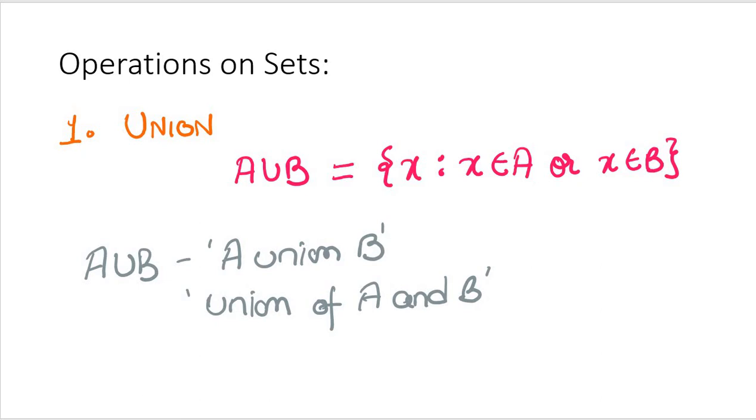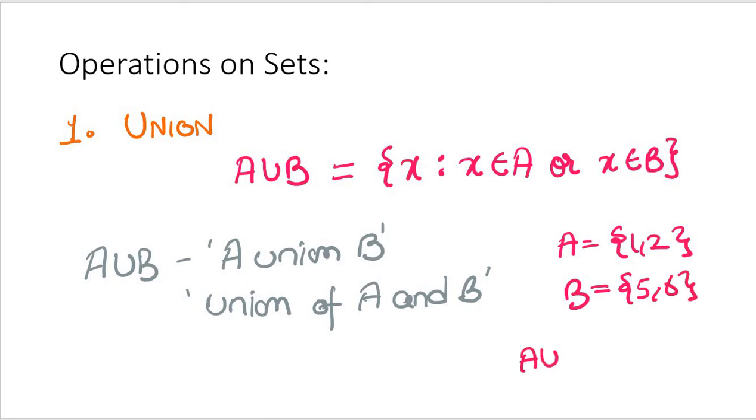Let's take some example. Let's say I have two sets A and B, and A is having 1, 2, B is having 5, 6. So my A union B will be having 1, 2, 5, 6. As simple as this. So this was about your union operation.